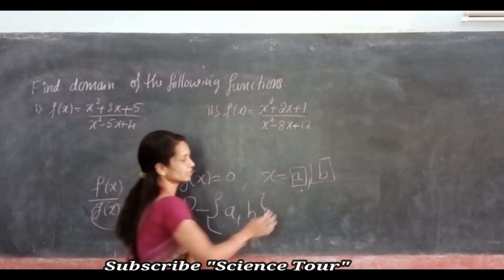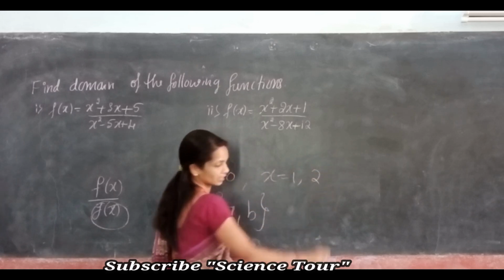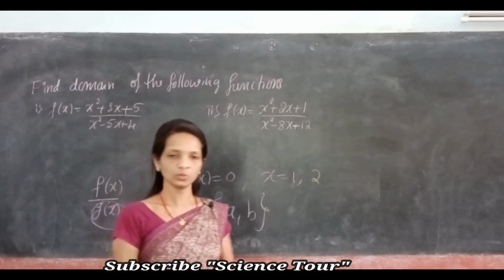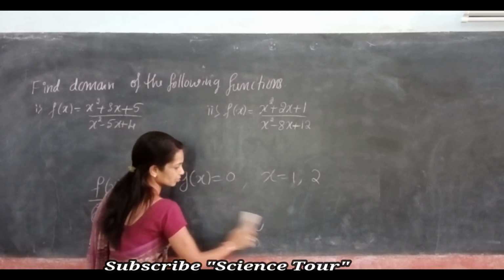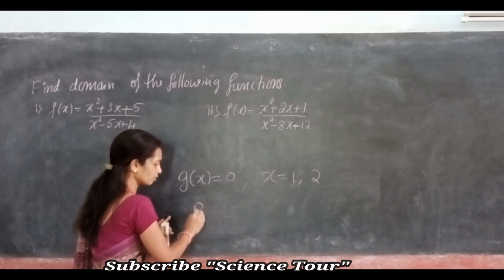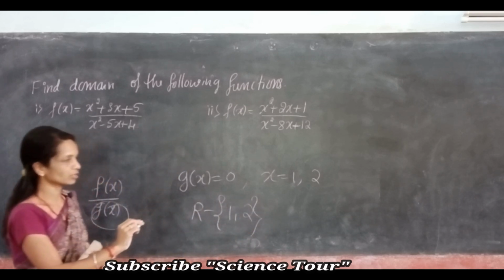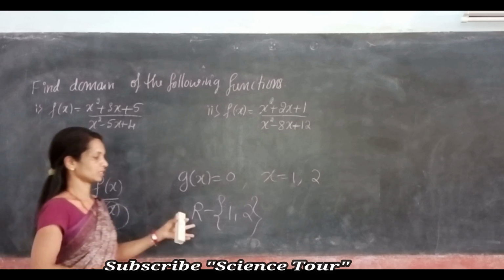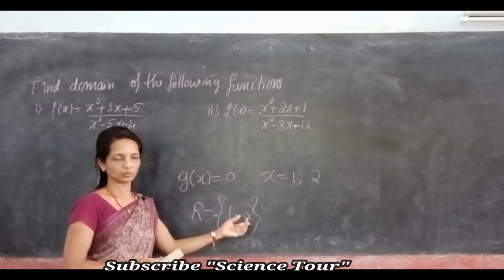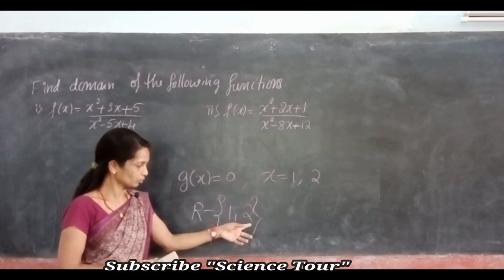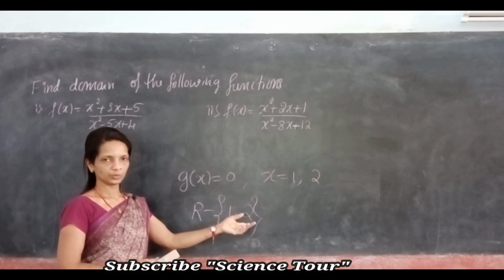For example, suppose you get x equal to 1 and 2, then how to write it? R minus the set containing the real numbers 1 and 2. The meaning of this is the set of all real numbers except 1 and 2. R minus the set containing 1 comma 2 means I can take any real number except 1 and 2. Okay.